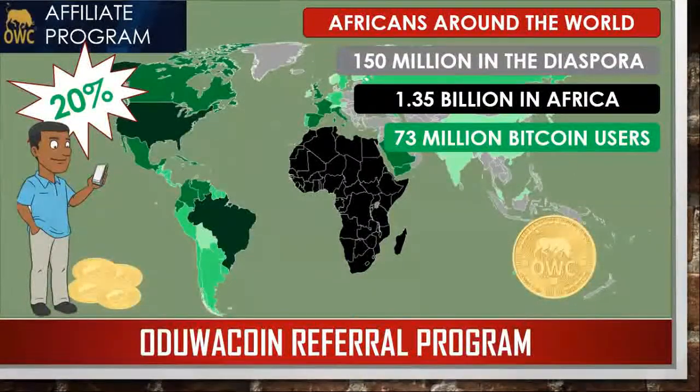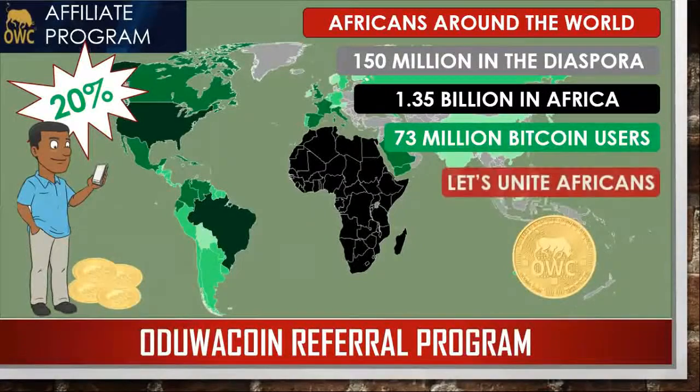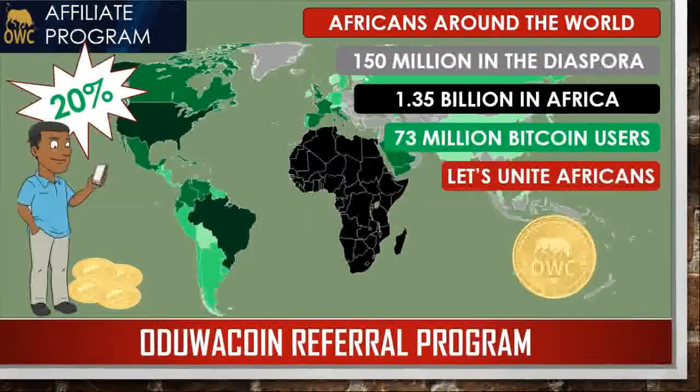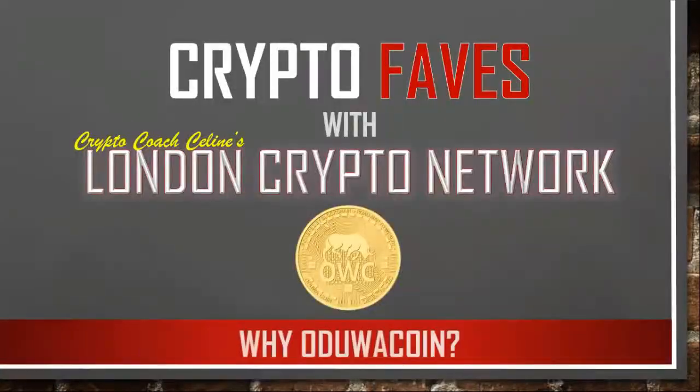Now, think about this. OduwaCoin is less than $1 right now. There are only 21 million ODUWA coins that can ever exist. And look at how many people of African descent there are around the world. So we are imploring all Africans to buy ODUWA coin, whether you buy $10, $50, $100 or $1,000. Buy ODUWA coin, build up your ODUWA coin. And so let's unite Africans around the world using ODUWA coin to leverage our wealth.